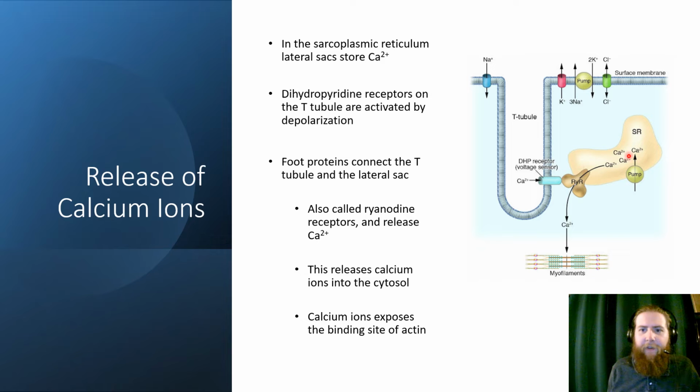And as they get activated, this calcium starts to flow into the cytosol. As it flows into the cytosol, it is now available to free up that binding site of actin. It's able to bind to that tropomyosin and get that moved aside so that we can start that binding process.